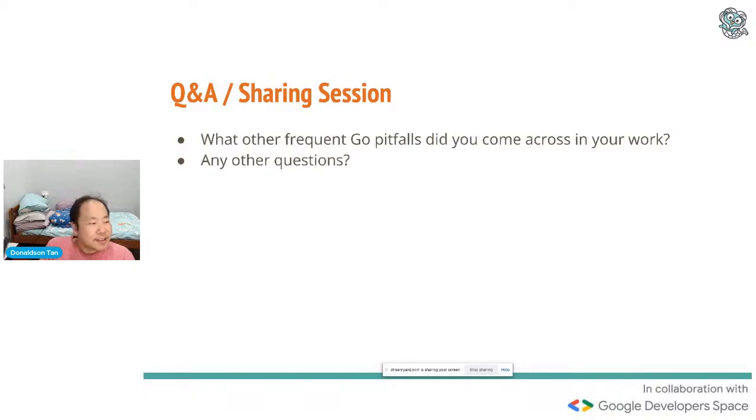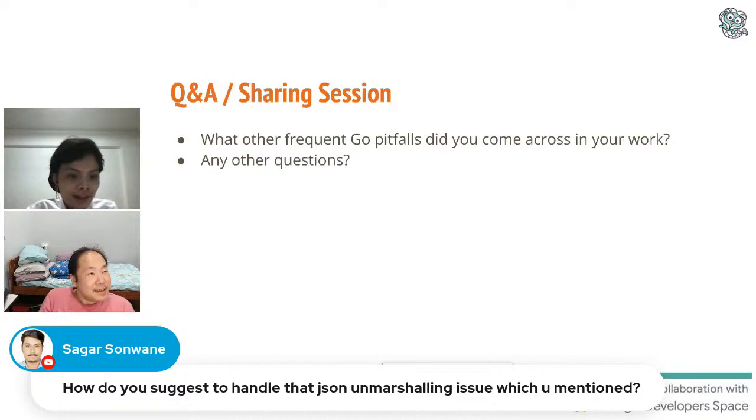Y'all have any questions? How do you suggest we handle the JSON unmarshalling issue? Normally what I do is I avoid binary data types. Binary data types are data types that have only two values. For example, Boolean is either true or false. So instead of true or false, I will simply use a string that says true, instead of the actual Boolean value.